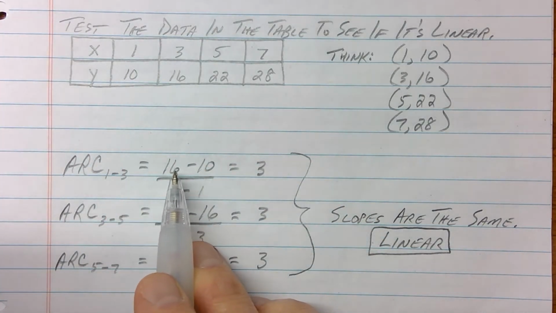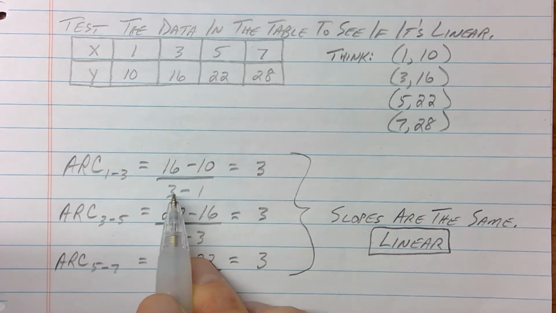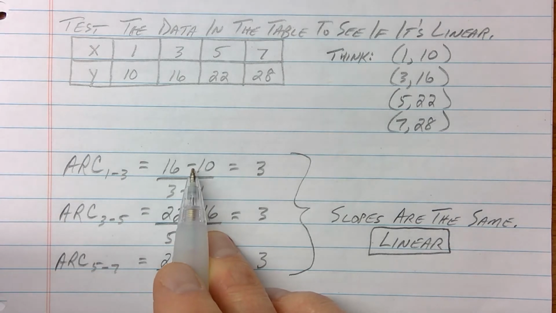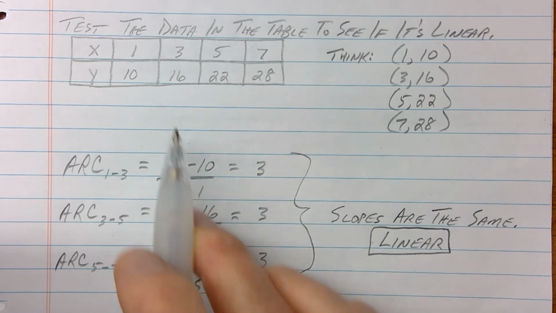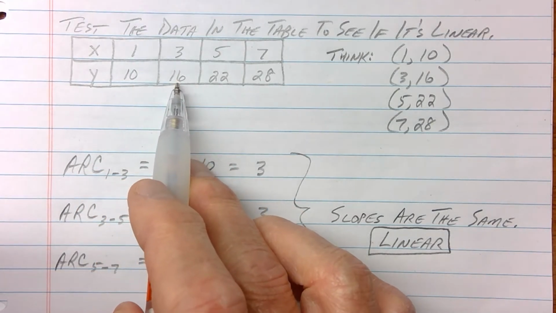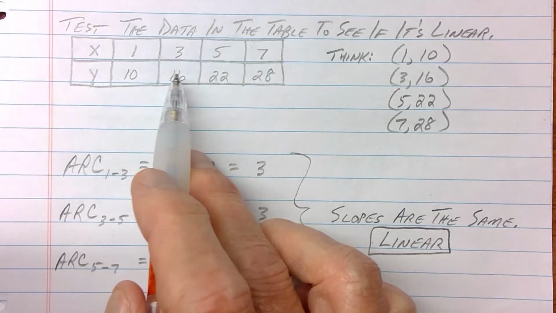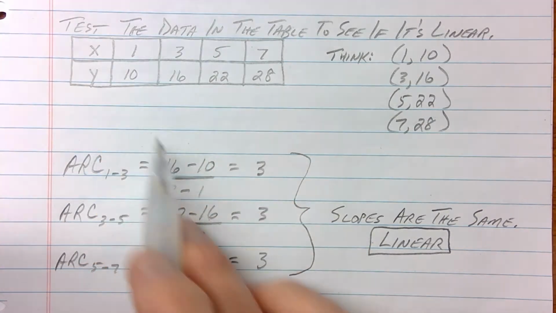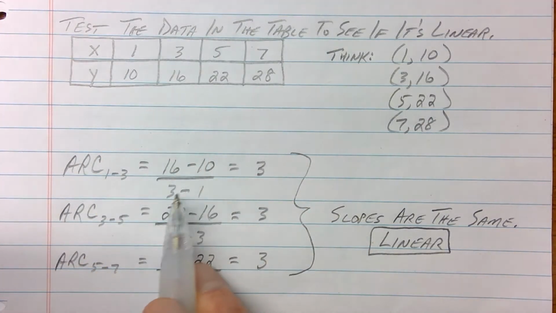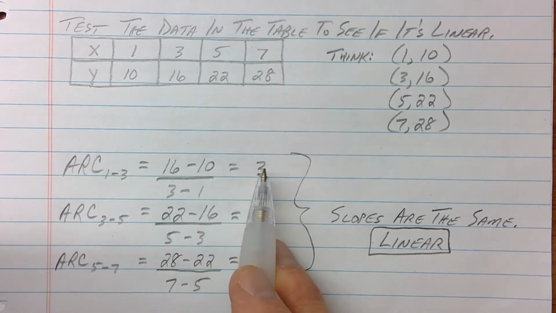Now remember, slope is the change in y over the change in x. It's delta y over delta x, or the difference in y over the difference in x, where difference means subtract. Since I'm working with these 2 points, I can start with either y. I chose to start with 16. So I'm going to go y minus y over x minus x: 16 minus 10 over 3 minus 1. And I get a slope of 3.